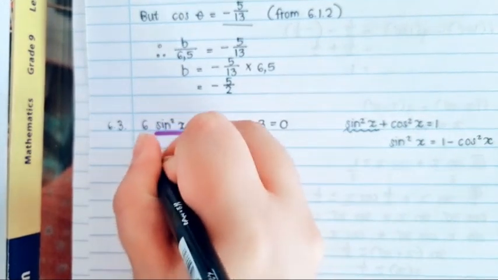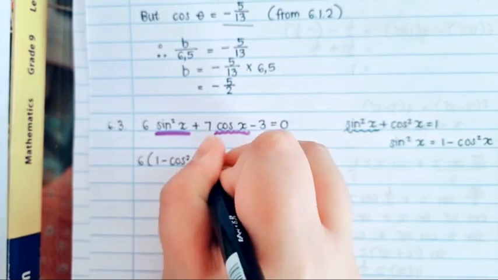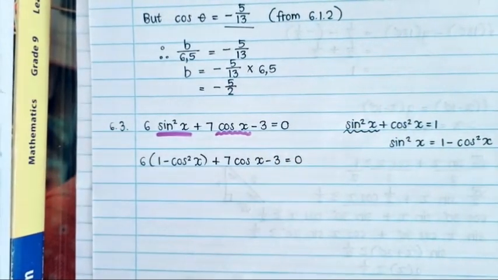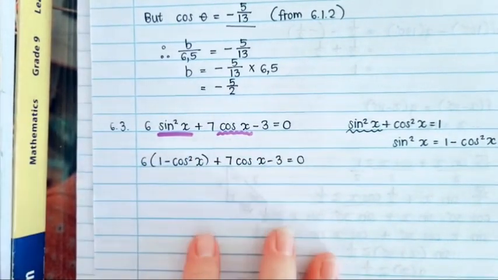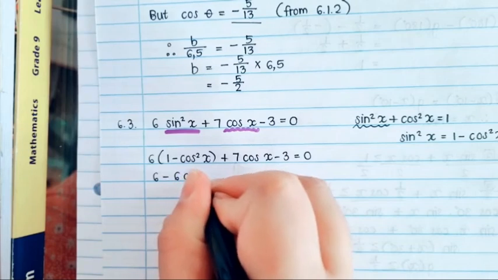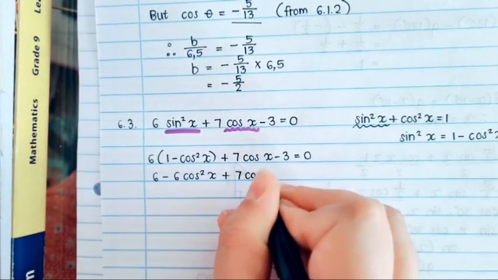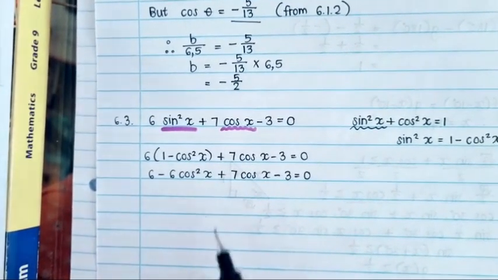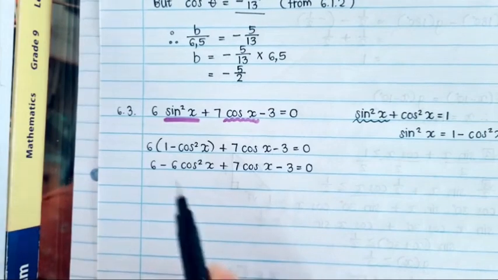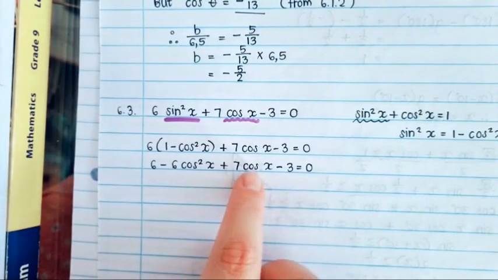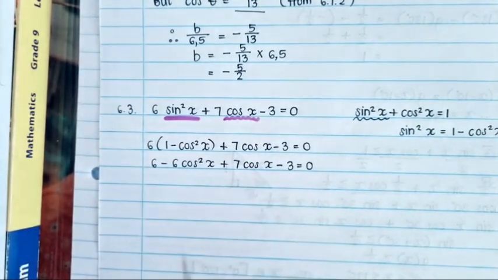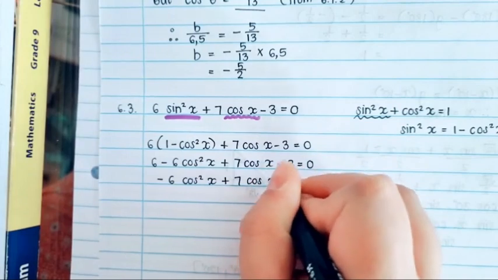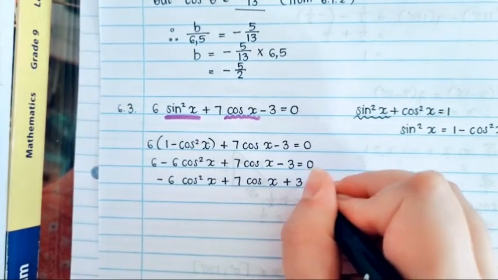Okay, so sine squared x, I'm going to do this: 6 times (1 minus cos squared x) plus 7 cos x minus 3 is equal to 0. Now I'm going to multiply the 6 into the bracket. I'm going to say 6 minus 6 cos squared x plus 7 cos x minus 3 is equal to 0. Now I'm going to get this all in the right order because this is a trinomial, right? We have a cos squared, we have a cos, and we have constants, but these two are like terms, so let's simplify that. So negative 6 cos squared x plus 7 cos x. Then we have 6 minus 3, which is 3. So plus 3 equal to 0.